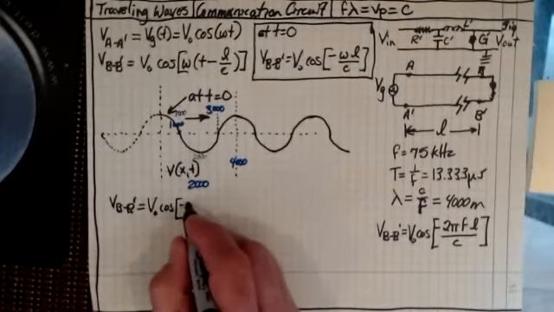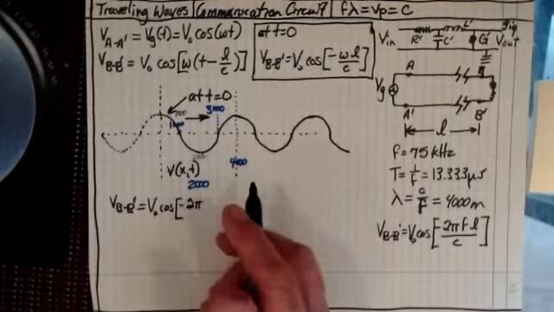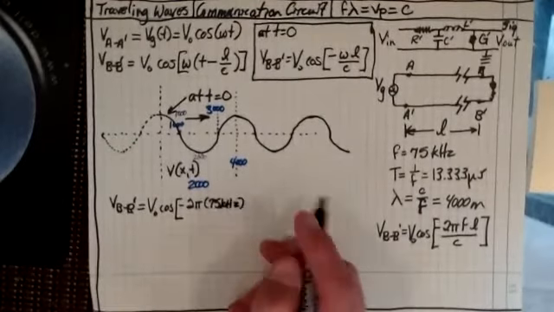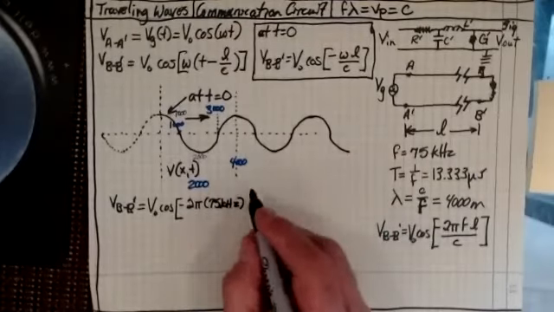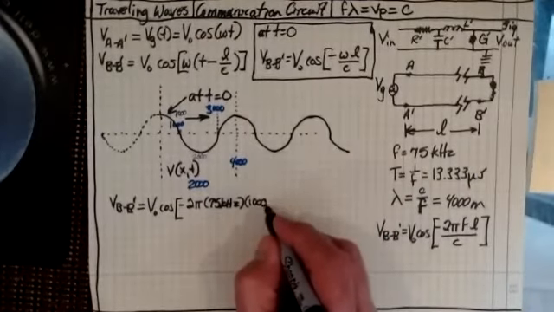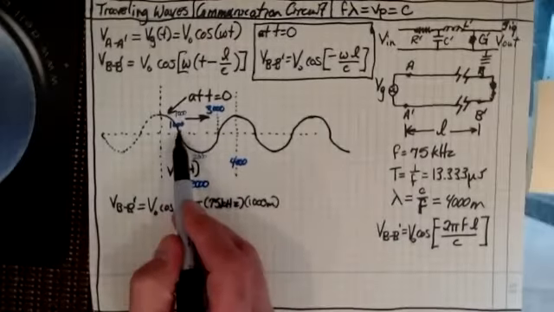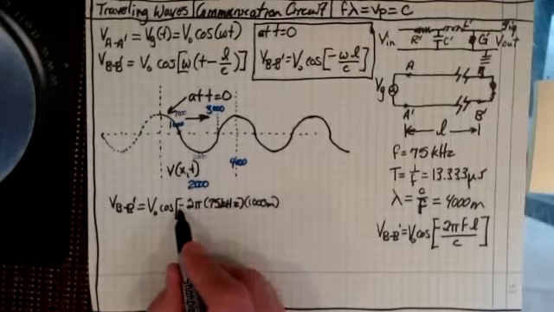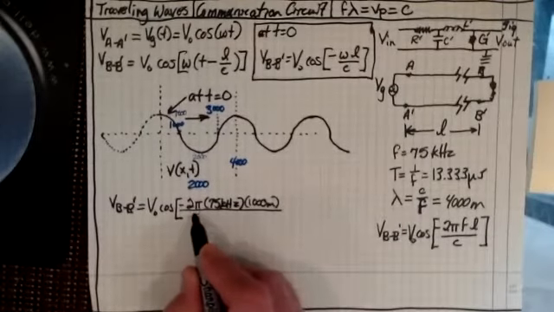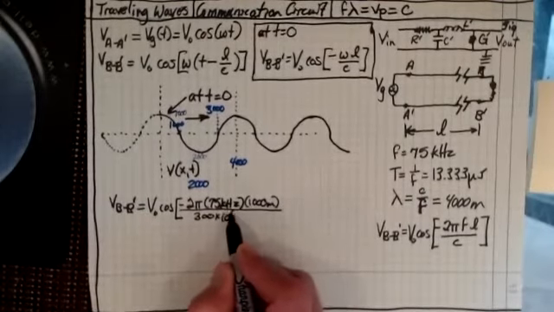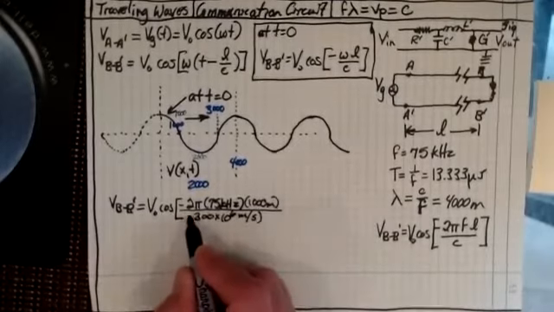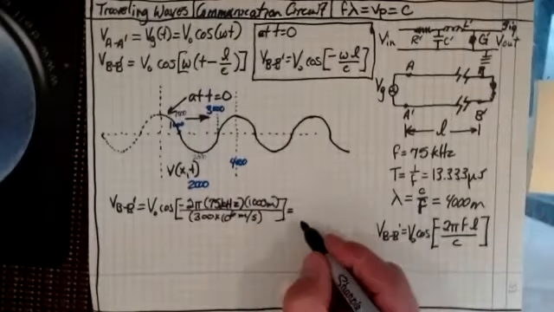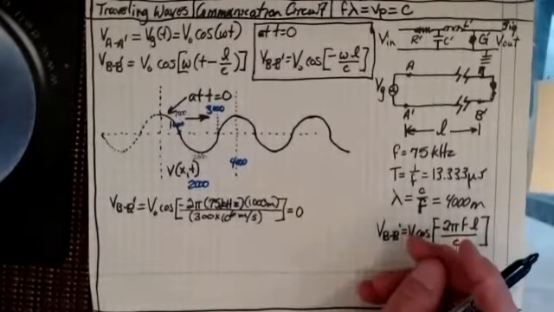of minus 2 pi times 75 kilohertz. Don't forget, you've got to throw that times 10 to the 3 in there, times 1,000 meters, right? That's the first junction right there, 1,000 meters, divided by 300 times 10 to the 6 meters per second, which is the speed of light. Then that gives me 0.